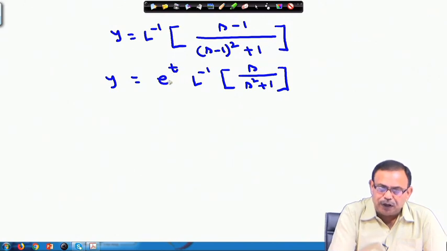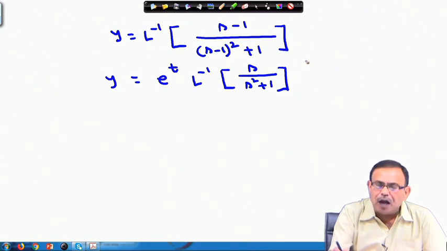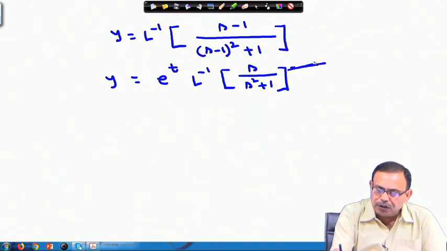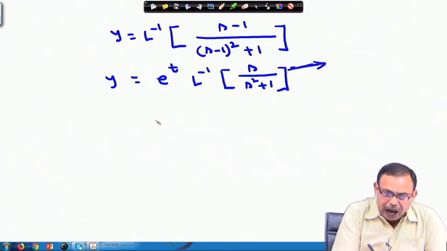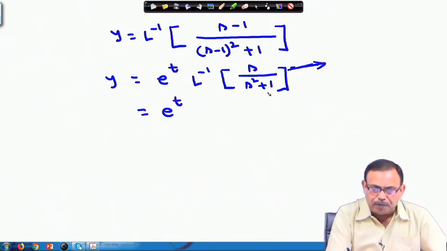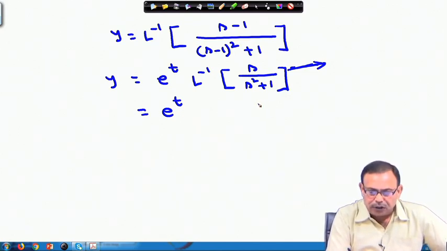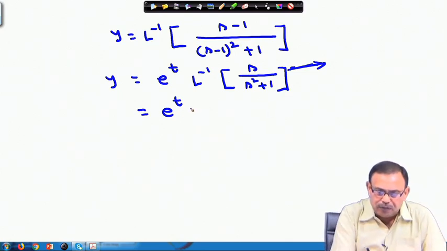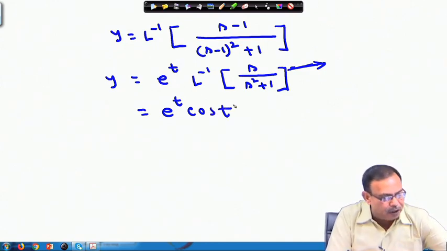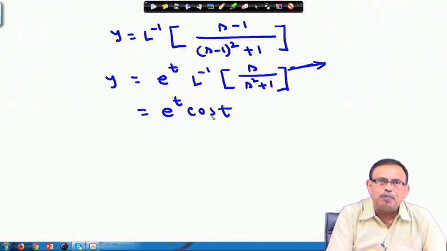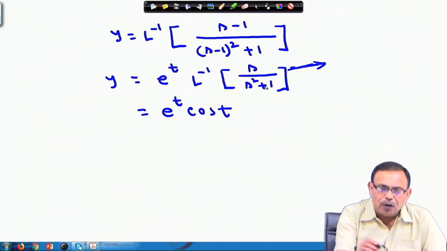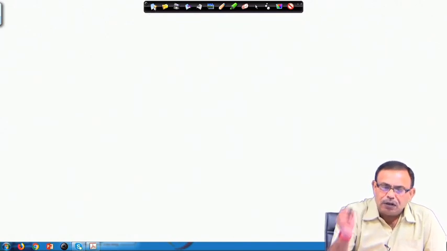So, a value if I put e power t into Laplace inverse of s by s square plus 1. Here I am using the property of inverse Laplace transform in this case. Please note this thing. I am using this one and you know the value of this Laplace inverse of s by s square plus 1, which is nothing but cos t. So, I obtain the solution as y equals e power t into cos t, which I am getting by evaluating Laplace inverse of s by s square plus 1. So, by this way I can find out the solution.